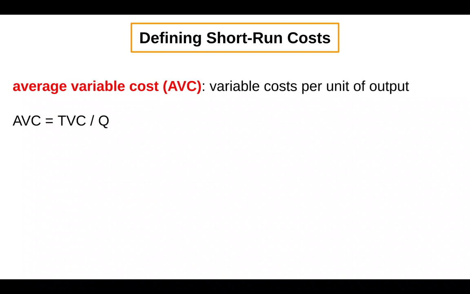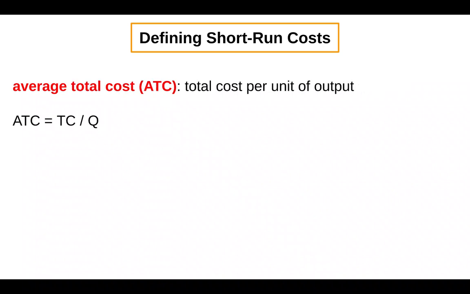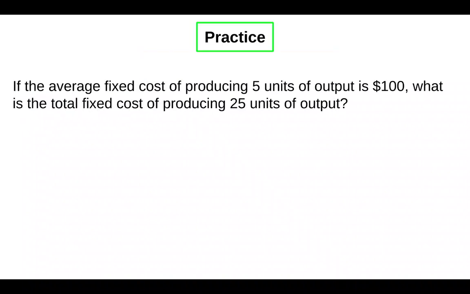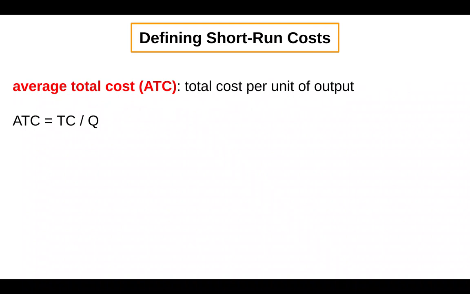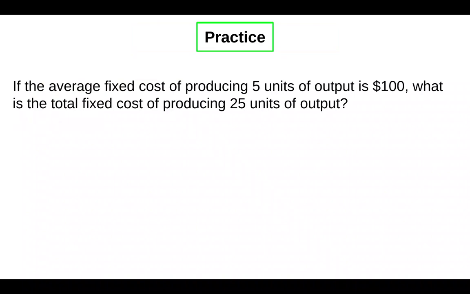Average variable cost is your variable cost per unit of output. So your TVC, your total variable cost, divided by Q. And then your average total cost is your total cost divided by Q. So before we go on to the practice, it's just really important to work on memorizing these formulas, because there are AP questions, particularly in the multiple choice section, that have you using these formulas. So let's go ahead and do a bit of practice here.